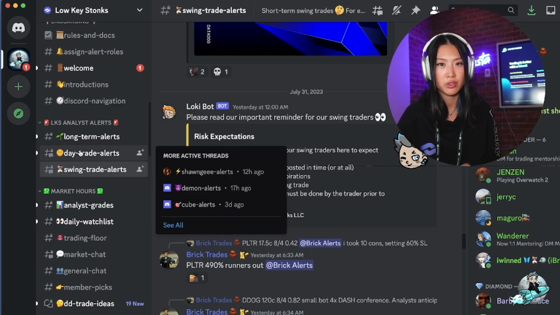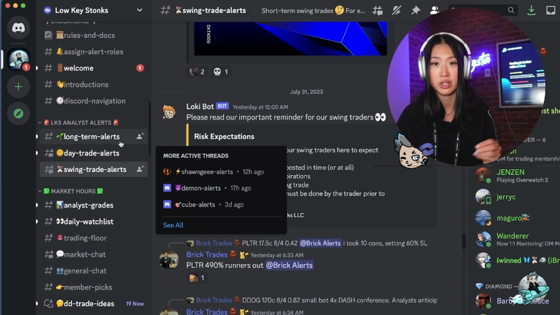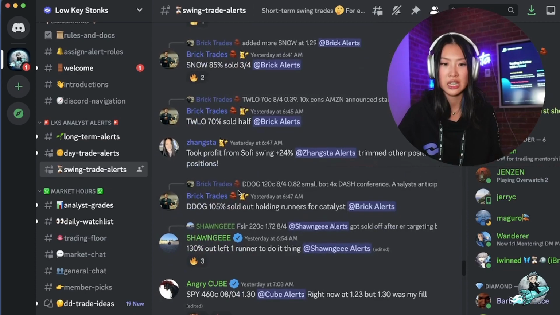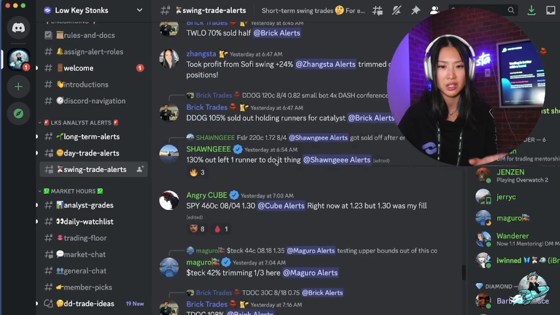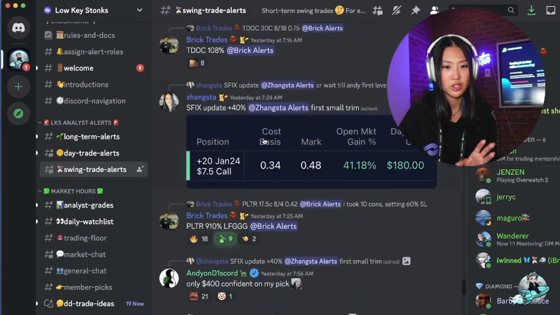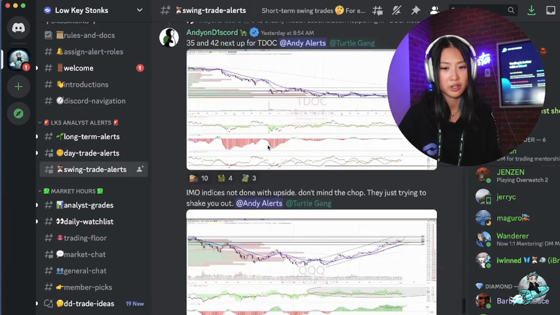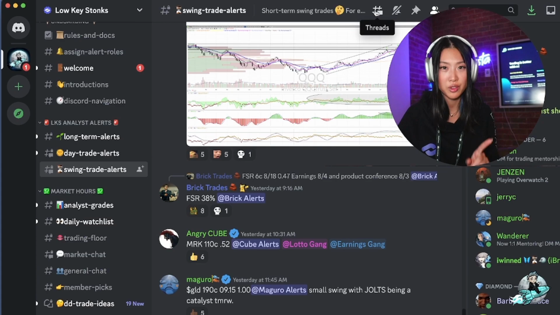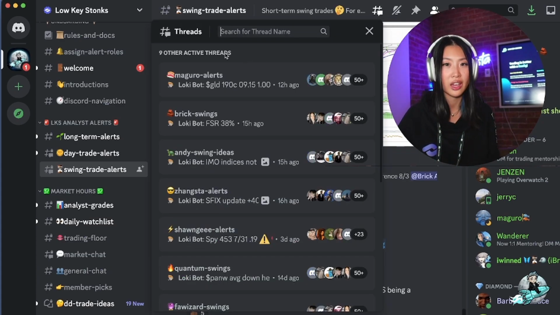Next, I'm going to quickly go over a feature that is exclusive and hard-coded to the LKS server. Like I mentioned before, in swing trade alerts, we have over 5 active analysts alerting on a daily basis. As you can see here, it can get a little confusing because everyone's alerting in one channel, but don't worry. If you go up to threads, you'll see that every swing trade analyst's alerts are being organized into their individual threads.